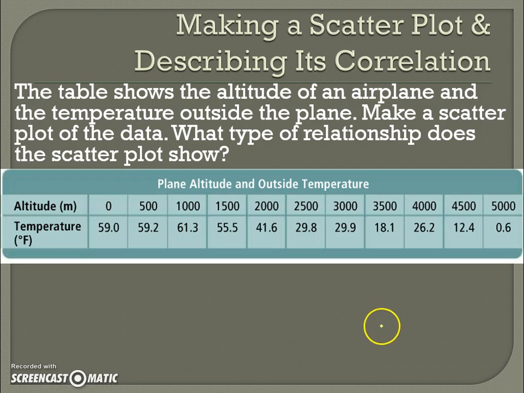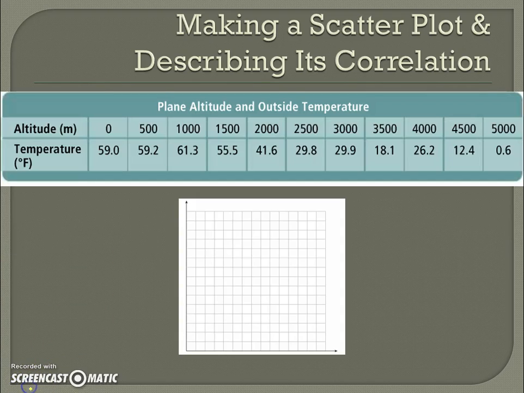All right, so making a scatter plot and describing its correlation. The table shows the altitude of an airplane and the temperature outside the plane. It says make a scatter plot of the data. What type of relationship does a scatter plot show? So to make a scatter plot, let's get ourselves a little graph here, a little bit more space.